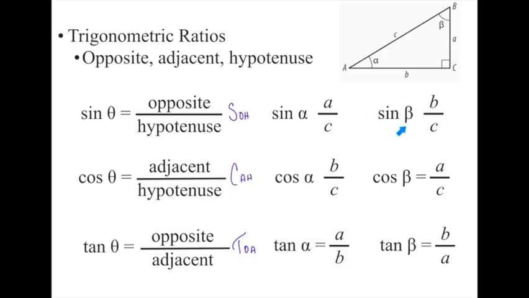However, if I go to beta, that's going to be different. For beta, my opposite side is b. And so the sine of beta is going to be b over c. Cosine, again, look at the angle you're talking about. Adjacent to alpha is this b side. So my cosine's b over c. Tangent, again, opposite over adjacent. I have to look and see what angle I'm talking about.